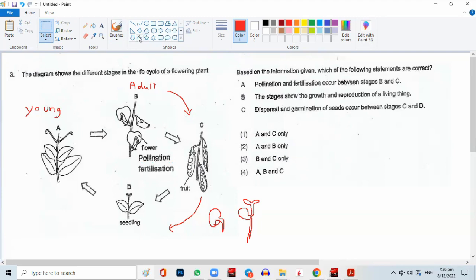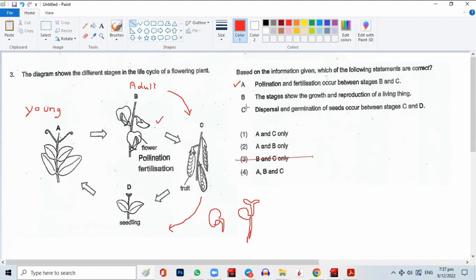So my answer must have A. If you don't have A, I cannot pick it. I need A to be true, because pollination happens when there's a flower here, and fertilization happens after pollination. That's why, with the flower here, it says pollination and fertilization occur between stage B and C. Definitely true. So A is true. I need A to be part of the answer. Which one doesn't have A? Number 3. Then I will throw that away. If you pick 3, you sure die. It is not going to be the answer.